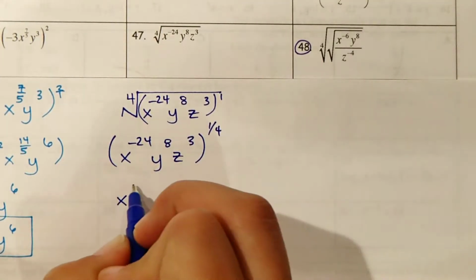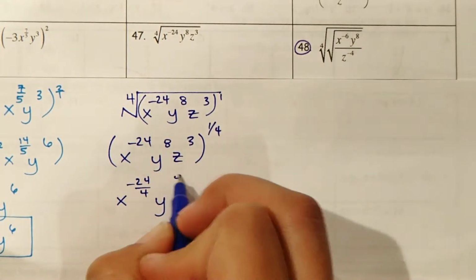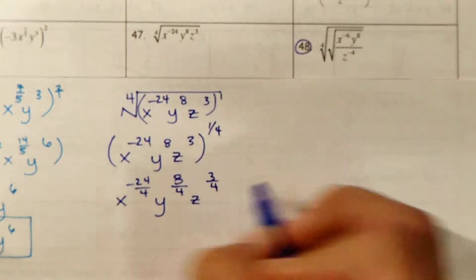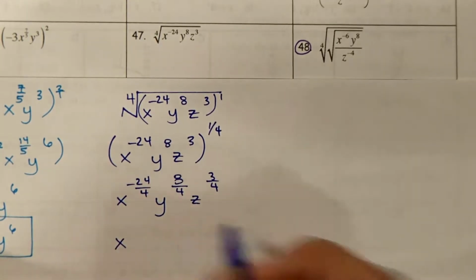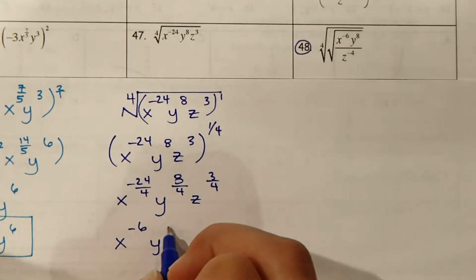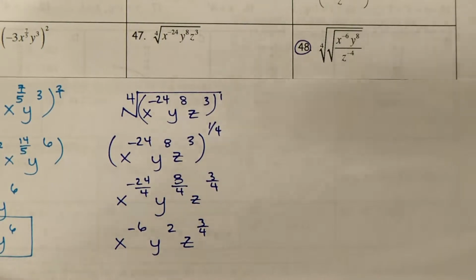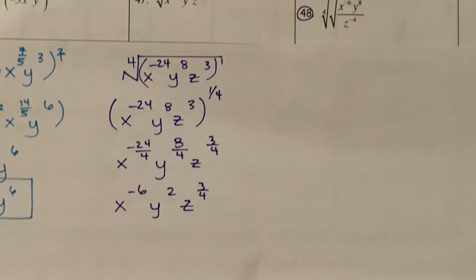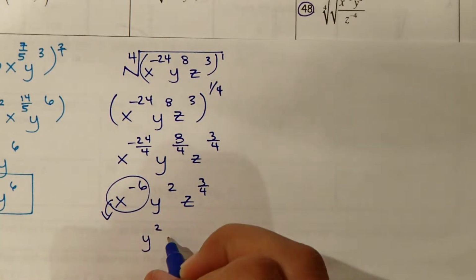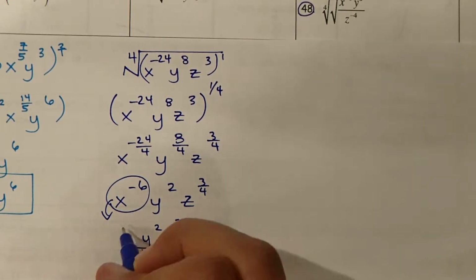So that's going to be x to the negative 24 over 4, y to the 8 over 4, z to the 3 over 4. Simplify again. Negative 24 over 4 will be negative 6. 8 over 4 is 2. And we can't further simplify 3/4, so we'll leave it like that. Now the only thing left to do is make the exponents all positive, so we need to move this one into the denominator. So our final answer will be y squared z to the 3/4 over x to the positive 6.